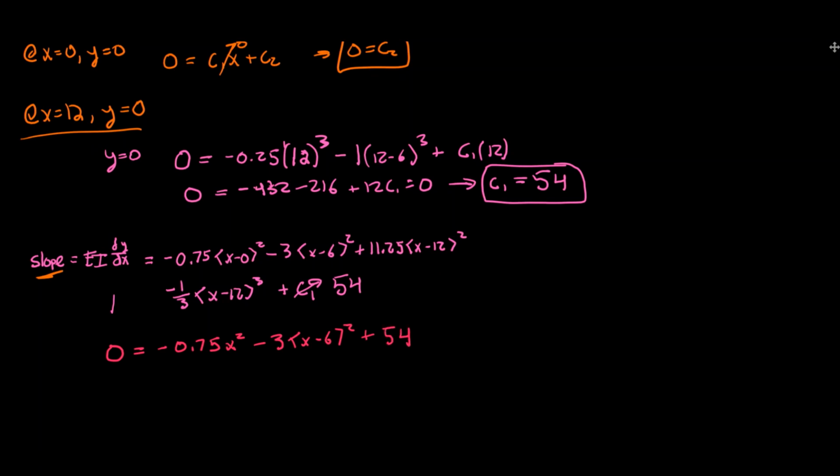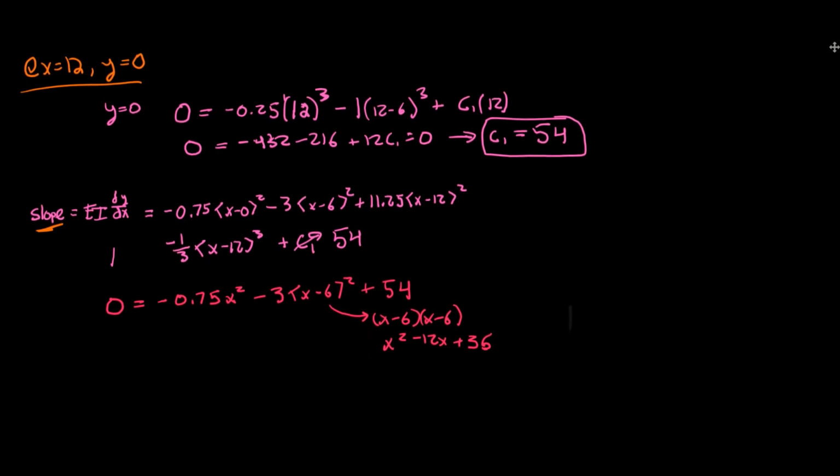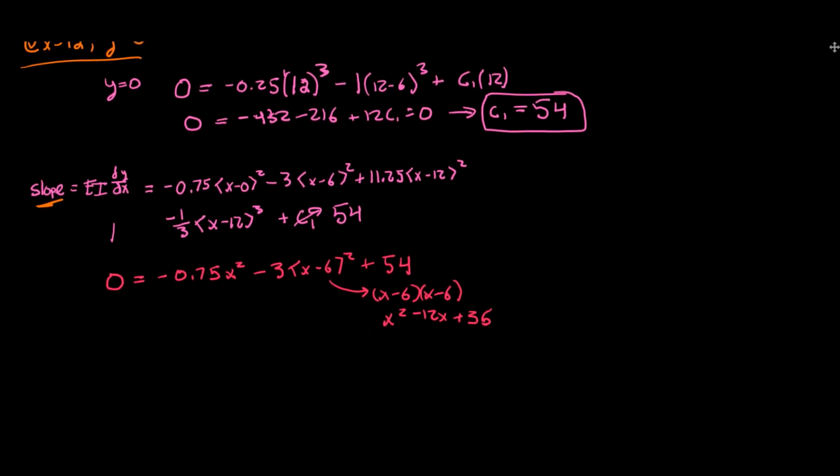So what you need to do is actually distribute this x minus 6. You just need to do x minus 6 and then x minus 6 and distribute that. You end up getting x squared minus 12x plus 36. I don't know why my pen isn't really working that well. You get plus 36. And then we're going to solve for x. We can rearrange this. When you simplify everything, you're going to get 0 equal to 3.75 x squared minus 36x plus 54.